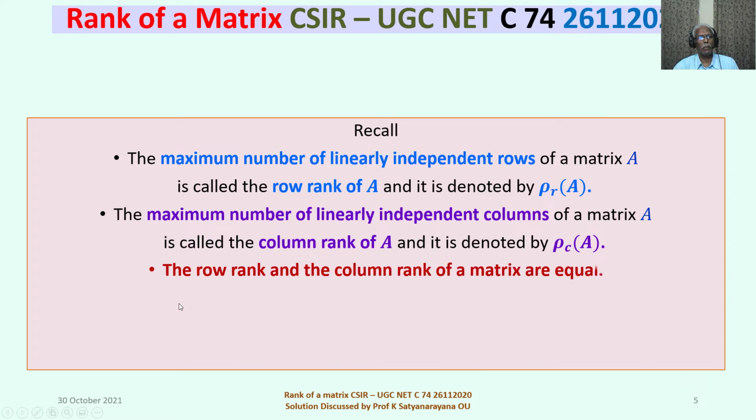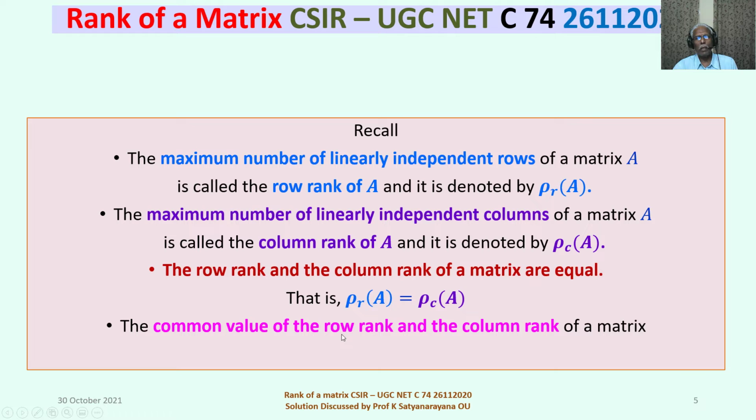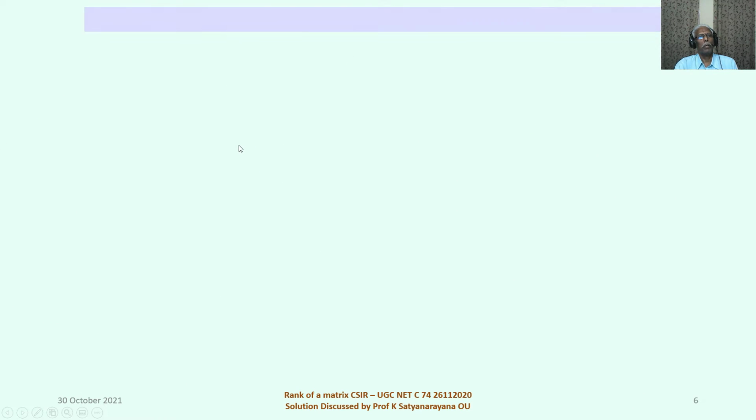And it is a well-known result that the row rank and the column rank of a matrix are equal. That is, row rank of A is equal to the column rank of A. The common value of the row rank and the column rank of a matrix is called the rank of A, and it is denoted by rank of A. Let's get into the problem.